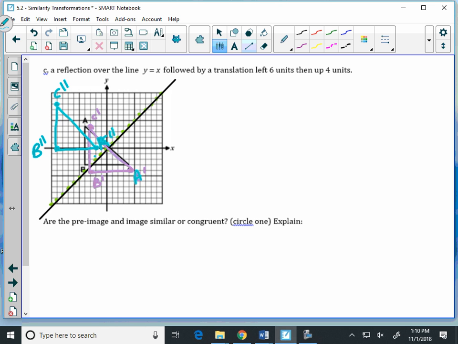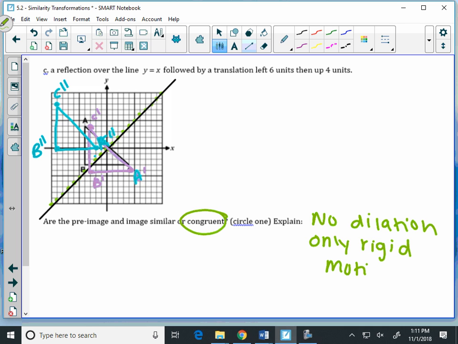Is the pre-image and image similar or congruent? Think, did we do a dilation? Nope. So then they have to be what? They have to be congruent. Good. And your reasoning is no dilation. We did not do a dilation. We only did rigid motions. So they have to be congruent. Questions over that?